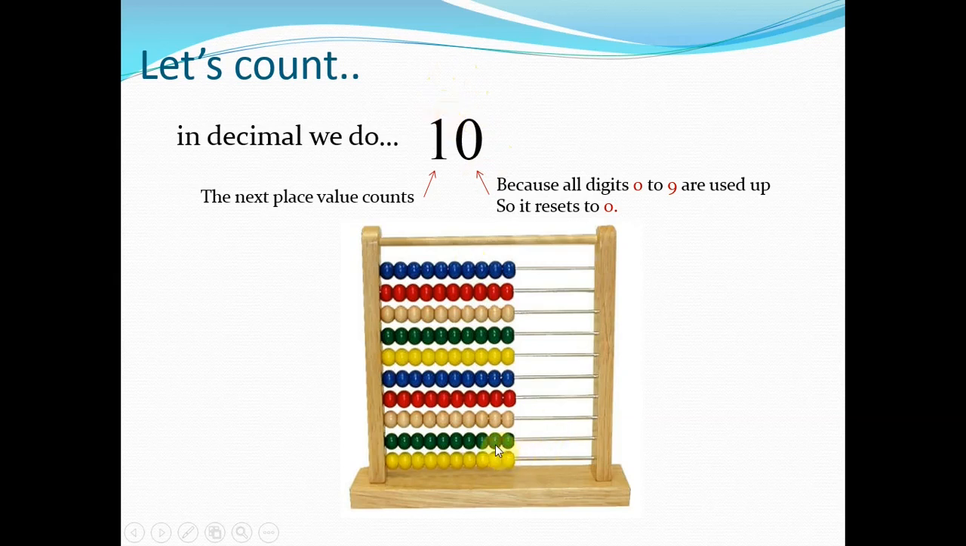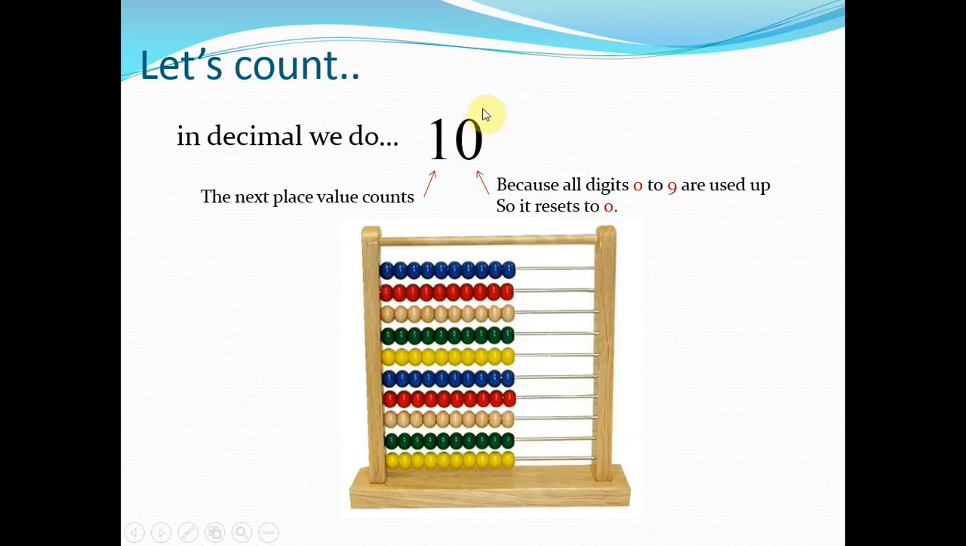So we move another bead here. So we now have 2 beads here. 2 and 0, it becomes 20. We continue until all of the beads here are used up, so we have 9 and 9. From 99, there are no more counting beads or digits that can be used.